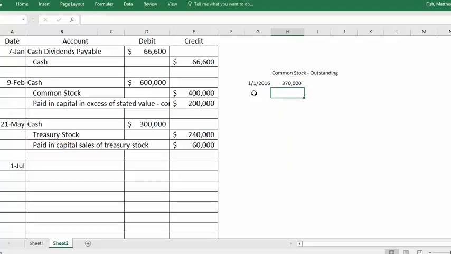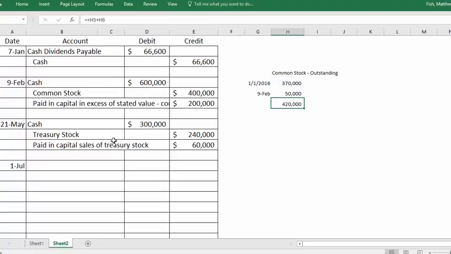And so subsequently we issued more shares right here on February 9th, and this, remember, is number of shares, not dollars. So 50,000 shares were issued, and so now the outstanding amount at this point, on February 9th, if I could get the formula right, is 420,000.